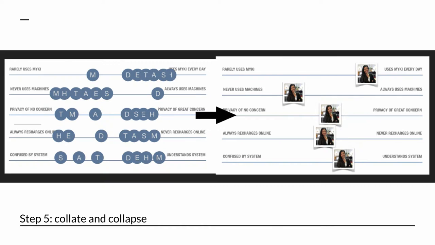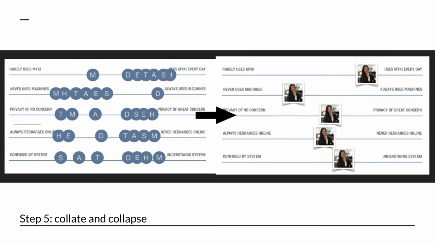This is a project that I did sort of as a fake project about improving my Myki, the public transport system in Melbourne. And out of the people that I talked to, the key metrics that came out were like how often do they use it, what type of way do they use it, do they care about their privacy, do they use the internet to recharge it, and are they confused by it or do they understand it?